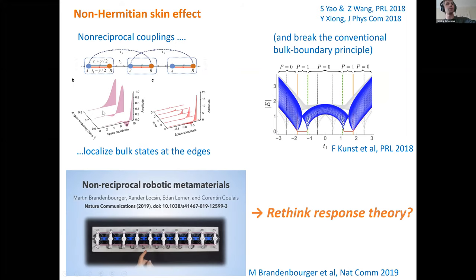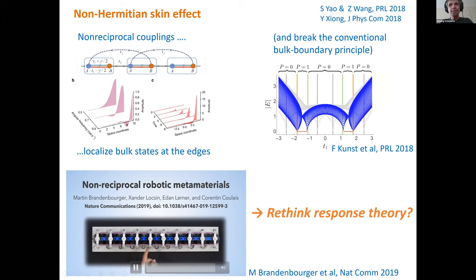And the most dramatic effect of this is in so-called non-reciprocal systems, as I mentioned. And this is actually an experiment that I will discuss a little bit later on. So I know time is precious, but I will be fine.